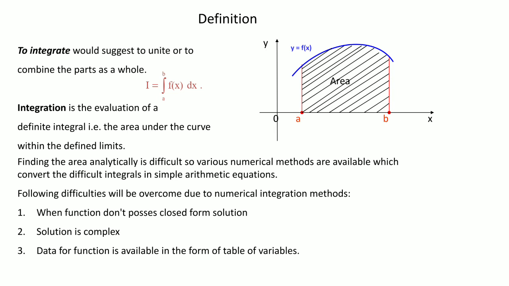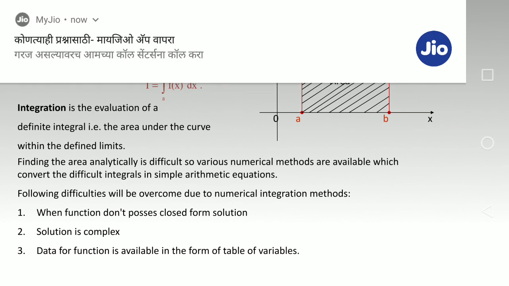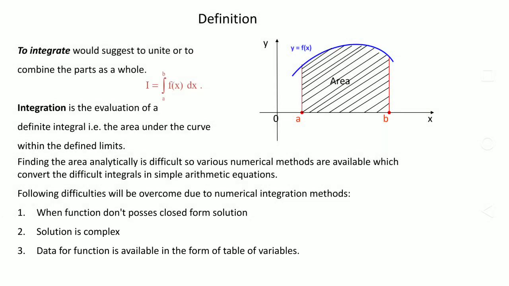Now finding the area analytically is very difficult. As you know, we use numerical methods when the problems are difficult. So for this we are going to use different methods like the trapezoidal rule, Simpson's one-third rule, and three-eighth rule. One by one we will see these methods.